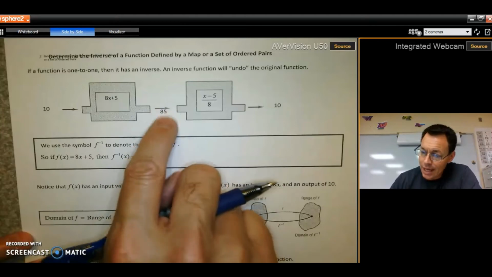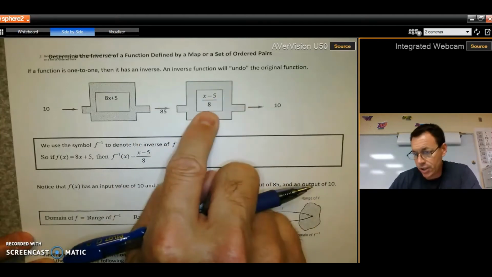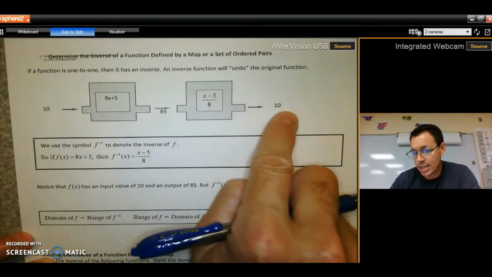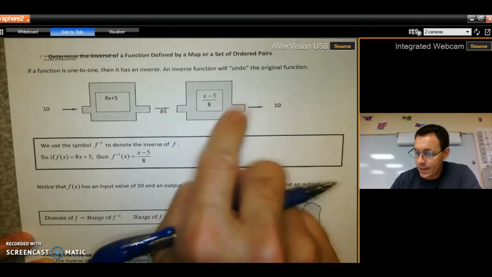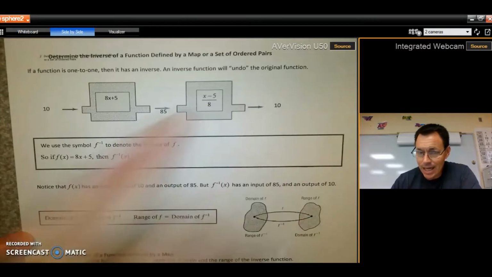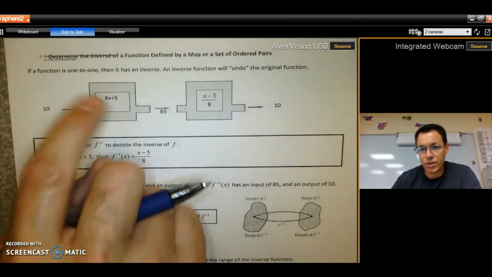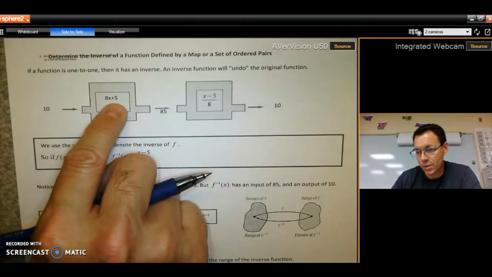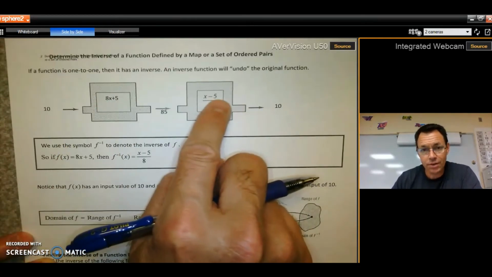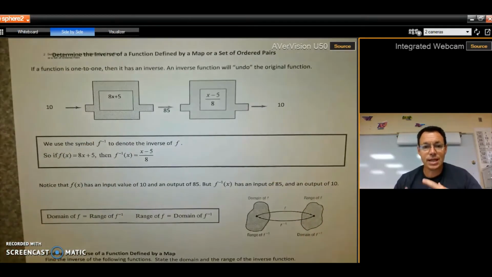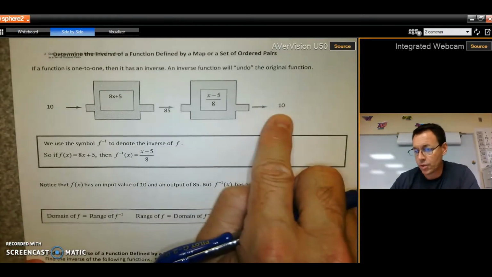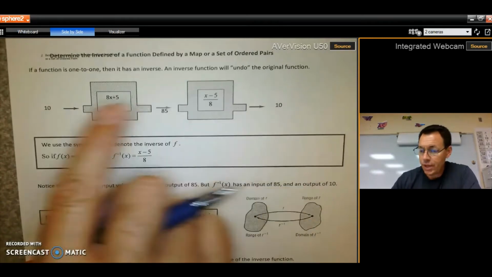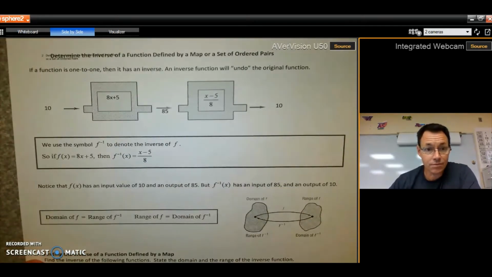Well, if I put an 85 into this function, where you take 85 minus 5 and divide it by 8, you'll get 10 as an answer. So this function exactly undid what this function did. Okay, this function takes your input, multiplies it by 8, and adds 5 to it. This function subtracts 5 and then divides by 8. So it does the exact opposite, and it gets you right back to where you started. This is the inverse of that. Okay, that's an inverse function.